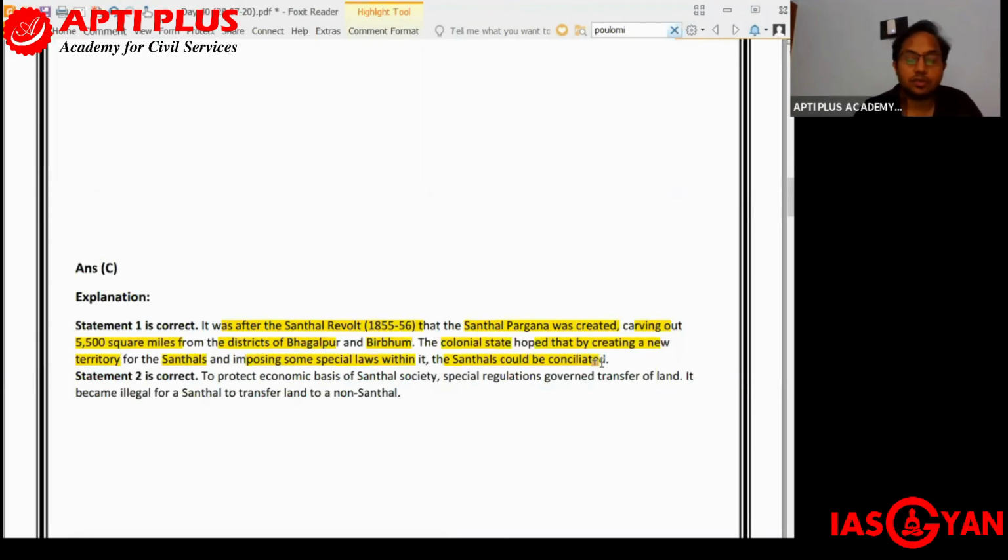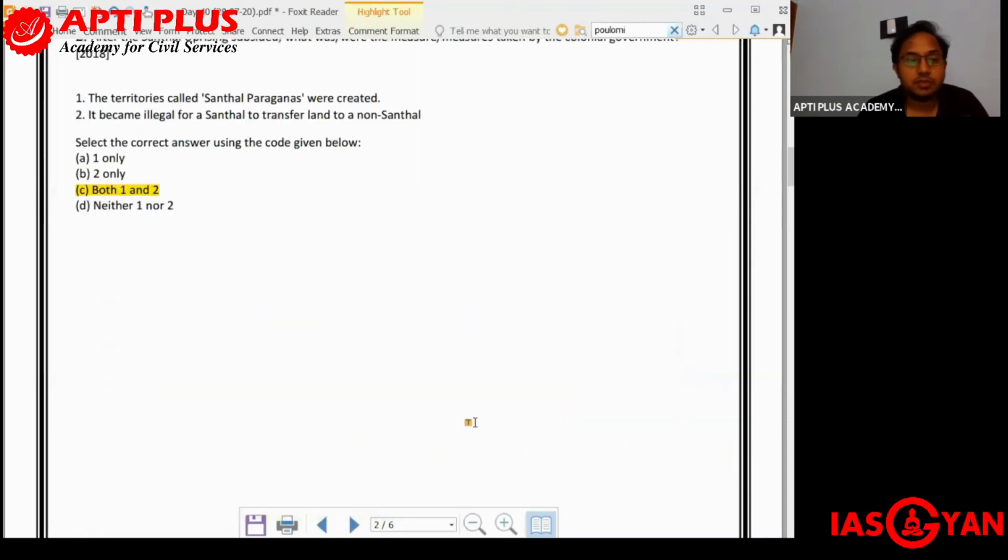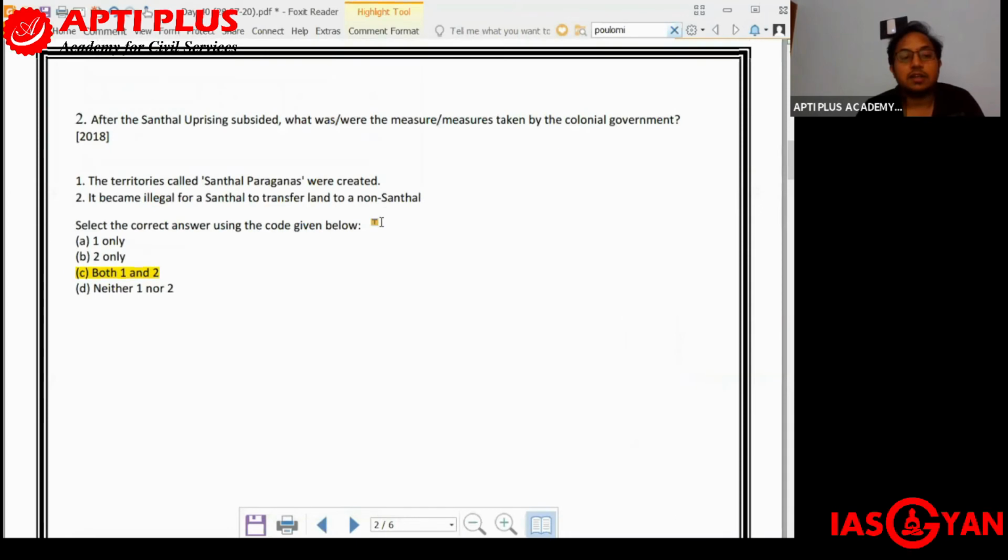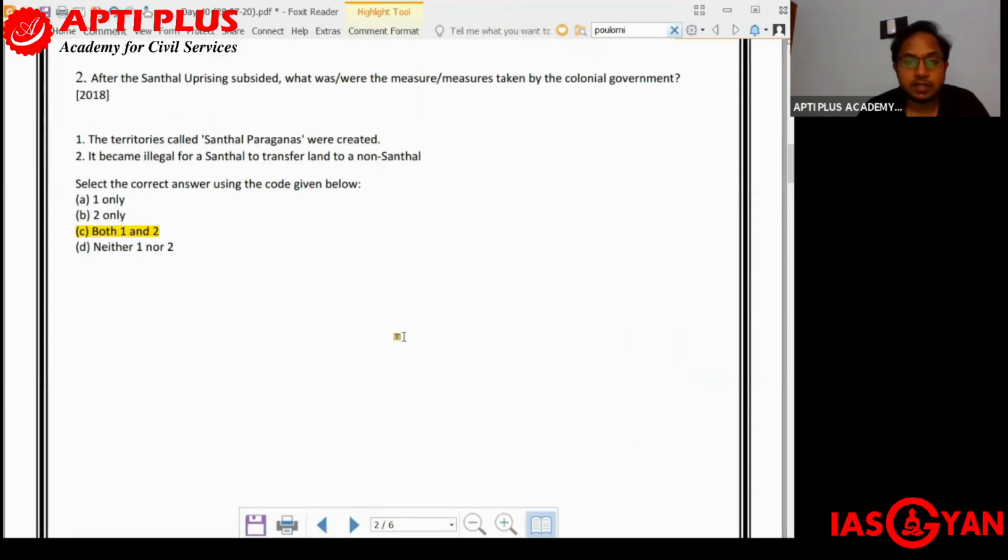Okay? And through this, the British tried to pacify the Santhals. The second statement is also correct. What also happened is that after the Santhal revolt had subsided, to protect the economic basis of Santhal society, special regulations governed transfer of land, and it became illegal for a Santhal to transfer land to a non-Santhal. So all these were the measures which were taken after the Santhal uprising of 1855 to 56. So both the statements are correct.